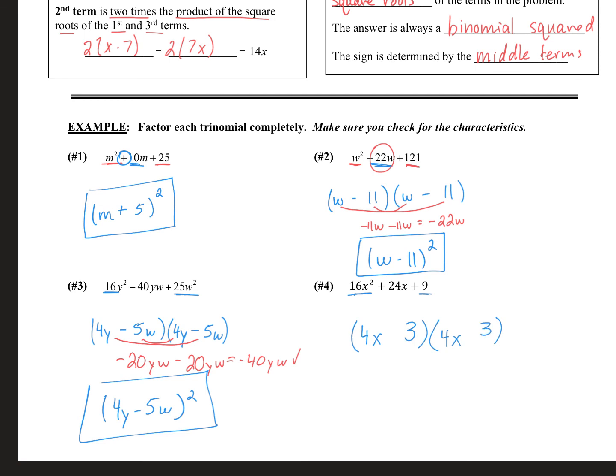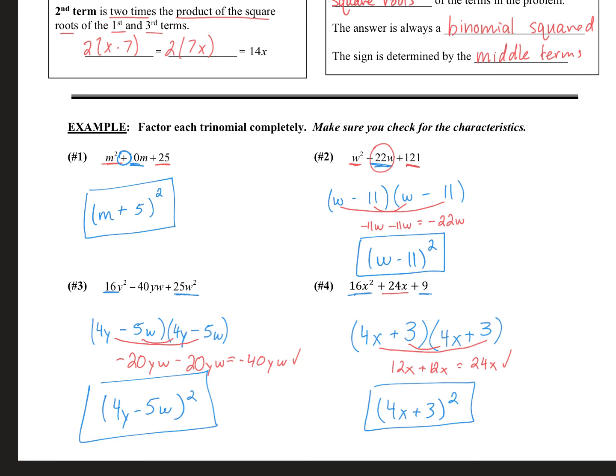And then to determine the sign that goes in between both of these, we look at our middle term. And since it's positive, we're going to have a plus and a plus. All right, so let's double check to make sure that we're going to get 24x for our middle term there. So we're going to do 3 times 4x, that's 12x, and then 4x times 3, and that's 12x as well. We add those together, we get 24x. Okay, so that checks out. So that means we can write our final answer as 4x plus 3 squared.